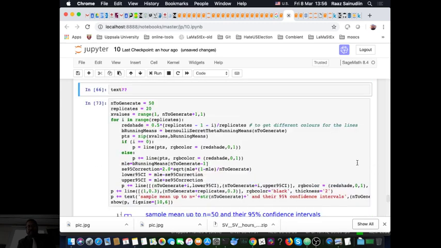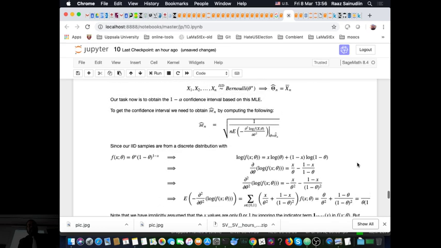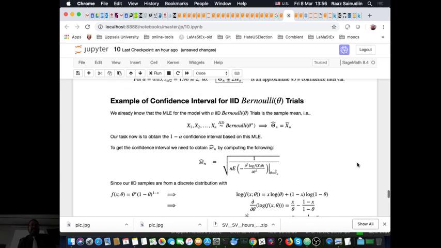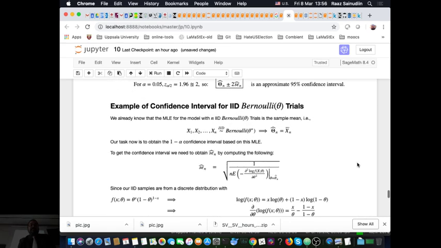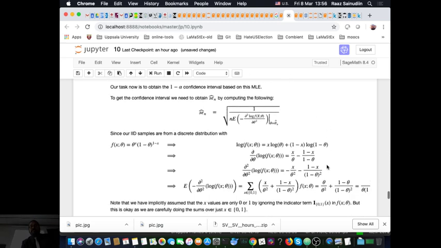So I sort of hope that this means you can do other problems by following exactly the same recipe. So let's get the example for the confidence interval for the IID Bernoulli theta star trials. And we already saw that the maximum likelihood estimate is just the sample mean for this problem. So let's get a confidence interval. Our task is now to obtain the 1 minus alpha confidence interval based on this MLE.